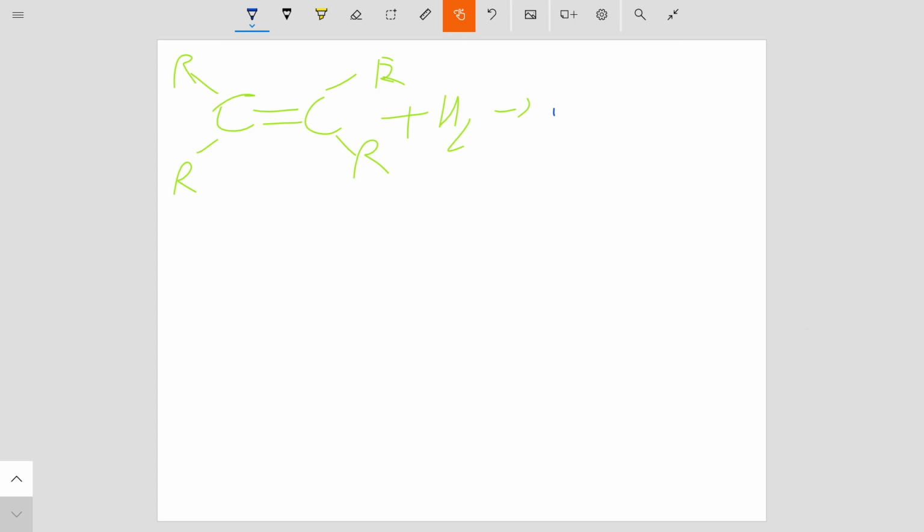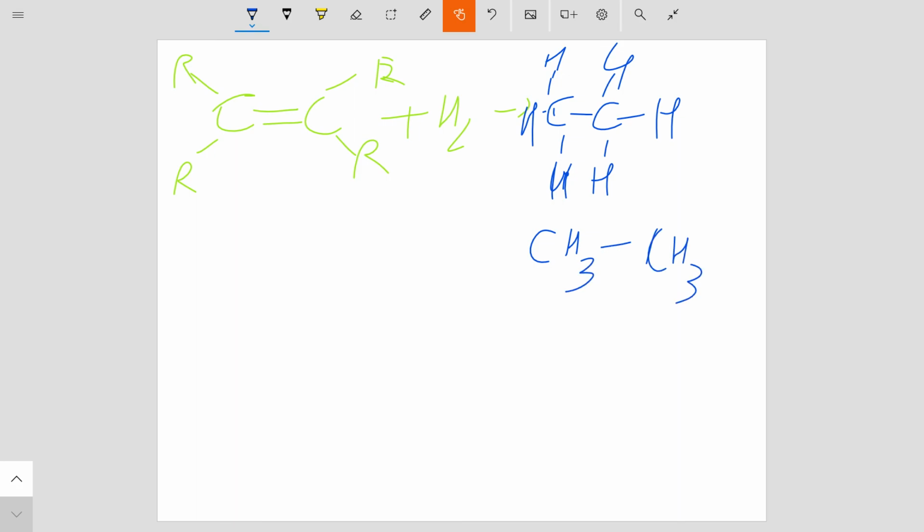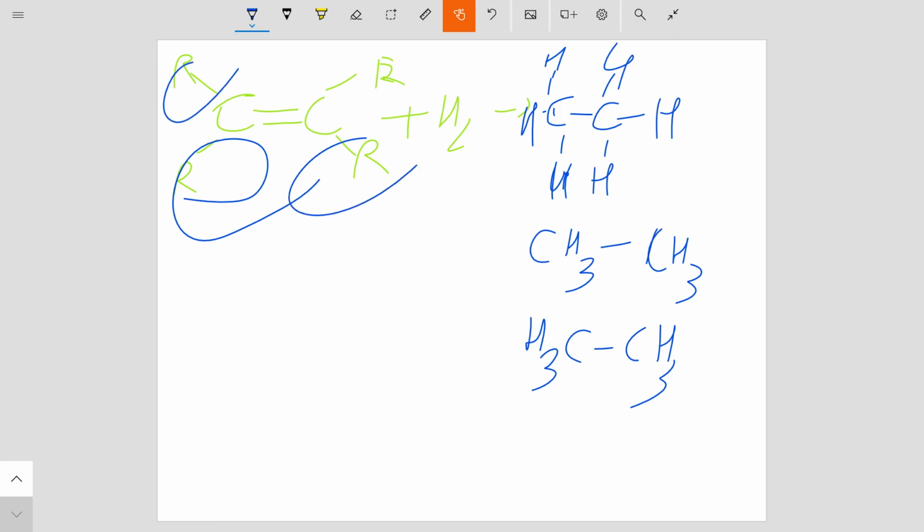It becomes CH3 bonded to CH3. Now some examiners might not like that, so you have to do it like this. Similarly, these are R. R means any carbon chain. You thus need to sometimes add R2.